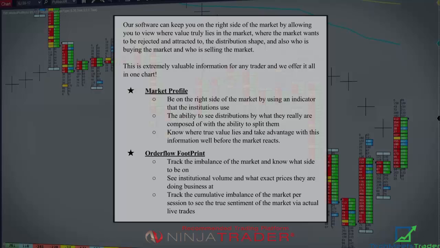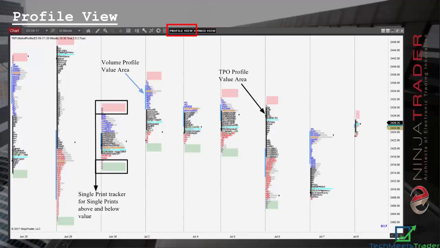And with the order flow footprint, track the imbalance of the market and know what side to be on. See institutional volume, what exact prices they're doing business at, and track the cumulative imbalance of the market per session to see the true sentiment of the market via actual live trades.